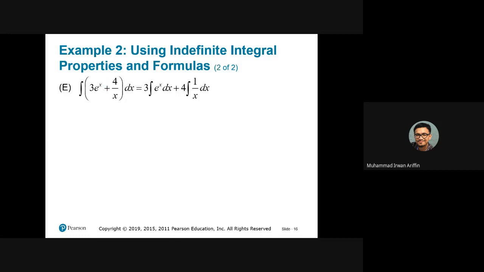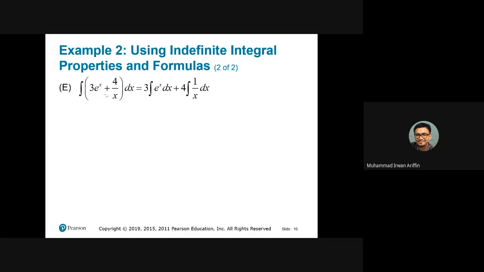So this is also a combination, a summation of two functions, addition. So we can deal with them separately. So we'll deal with the first term. This is the exponent with the constant. So 3, we can bring it to the front, integral of e to the power of x dx, plus, and this is 4 over x.